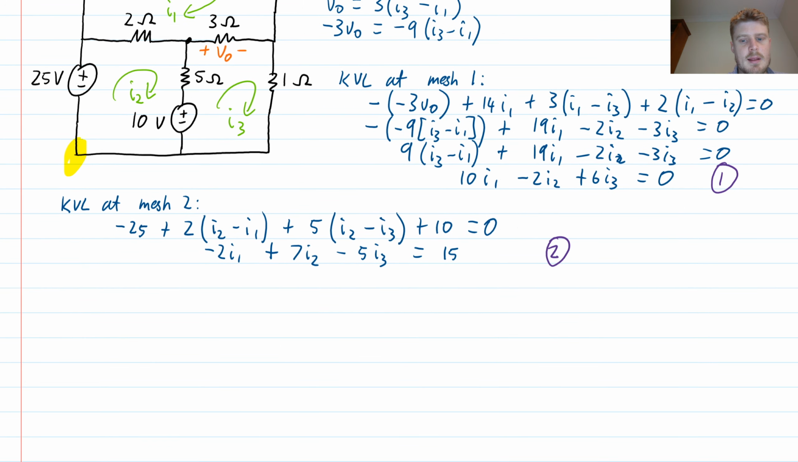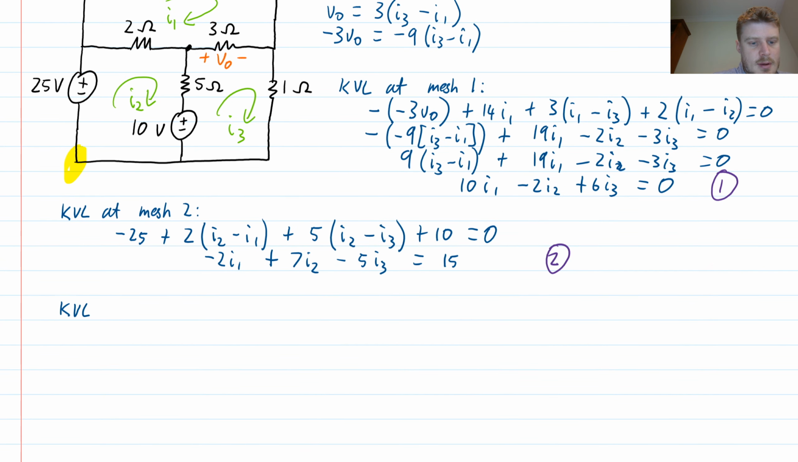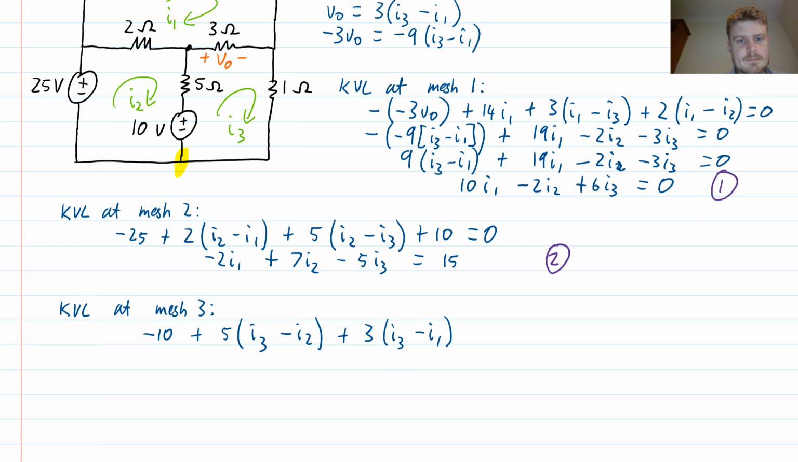And then my last circuit analysis step, KVL at mesh number 3. Let's choose somewhere to start. Let's go here. And so we will have negative 10 volts plus Ohm's law across the 5 ohm resistor. That's going to give me I3, but the opposite direction one is I2. Then I have 3 times (I3 minus I1), plus just 1 times I3, and that equals 0.